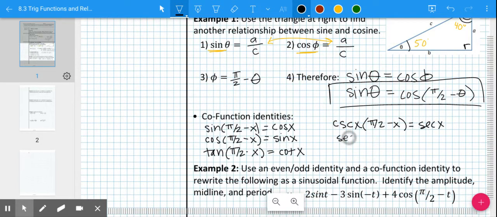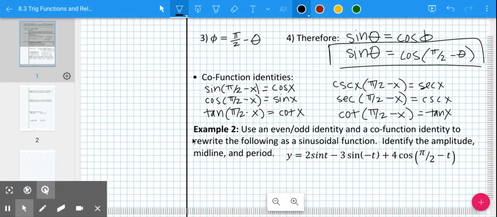Secant of pi over 2 minus x is equal to cosecant. And one more, the very last one, is the cotan-tan flip. So cotan of pi over 2 minus x is also the same as tan of x. Pause this video if need be, write all those down, add them to your identity sheet.